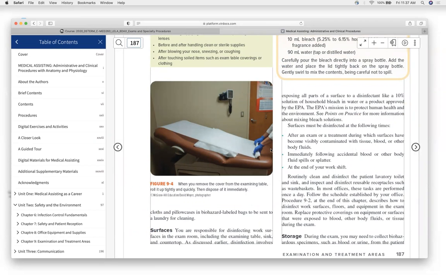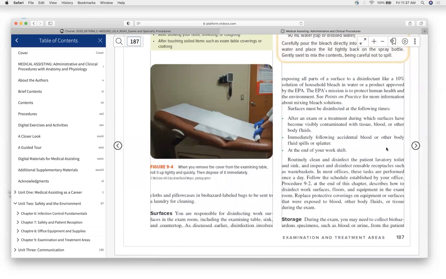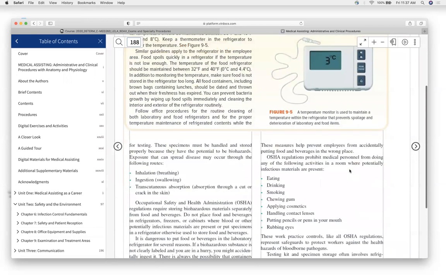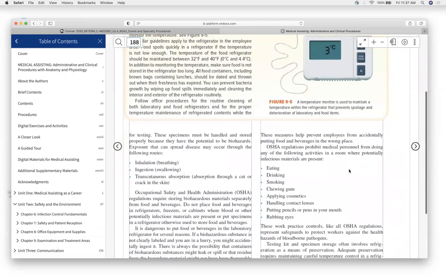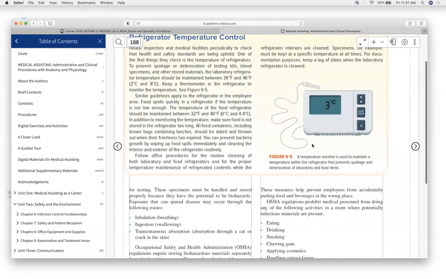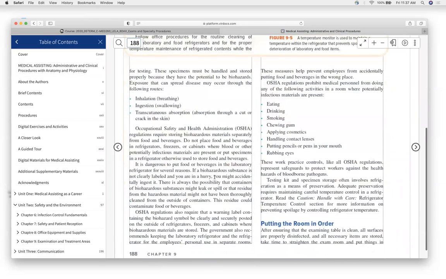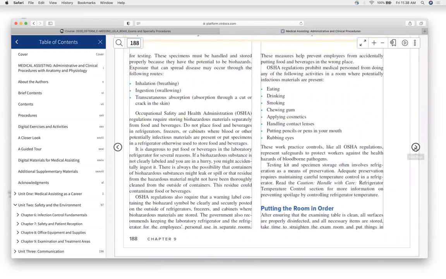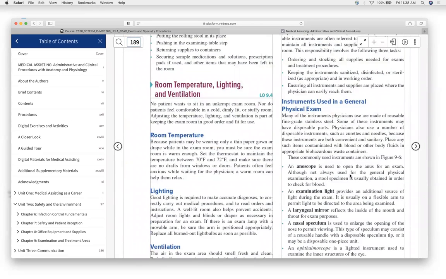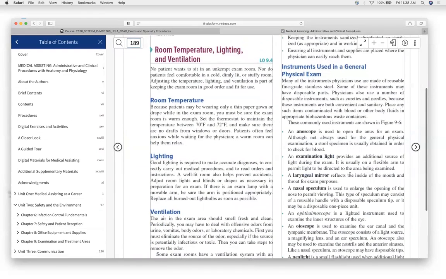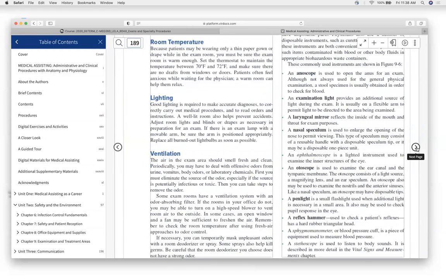Here's the proper way to fold up the examination table. What you don't see here is the clinician not touching any of these surfaces and rolling it away from their body. Right? And all the dirty stuff is inside the roll, and that's how you dispose of it. And you only dispose of it in the proper place. So if it's biohazard material, you put it in the biohazard. Refrigerator control, you might see one of these things at your doctor's office. There's a specific one, and I don't think it's right to memorize it. You should be fine. Putting the room in order, you always clean before and after, right? Lighting, good ventilation, knowing what instruments the doctor would like to have.